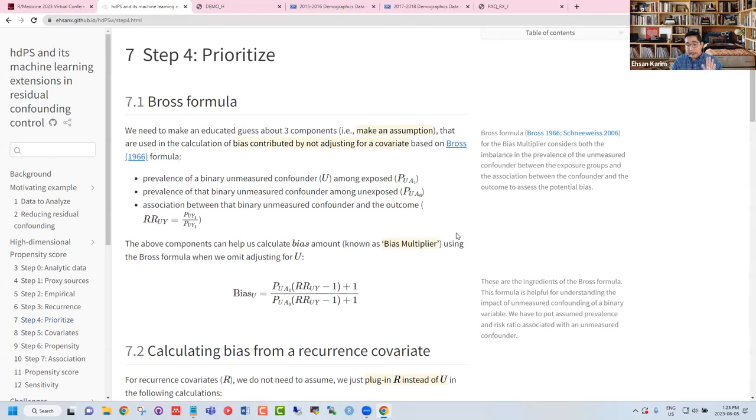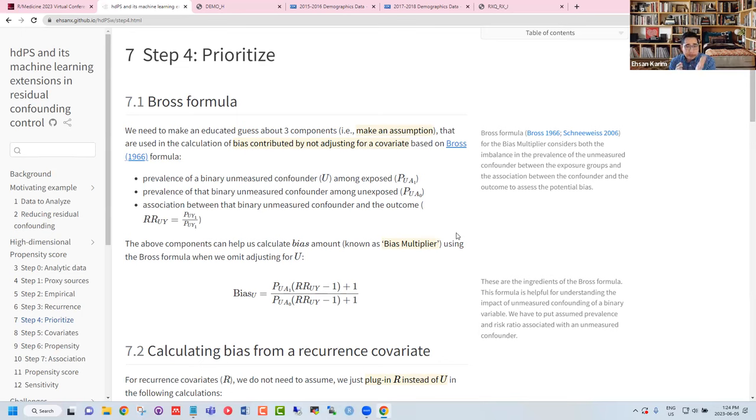Okay. And this particular step, step four, is the most important step in the high dimensional propensity score algorithm, because this is where you determine how many of these 143 you are going to use in your analysis. And there is a logic to it. And the logic came from a very old paper. I'm talking about a 1966 paper.